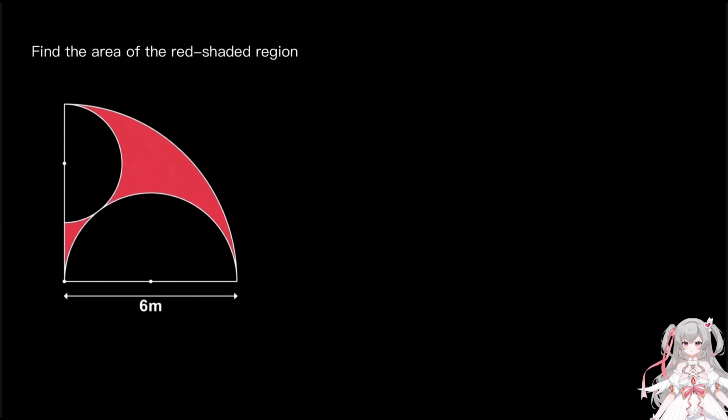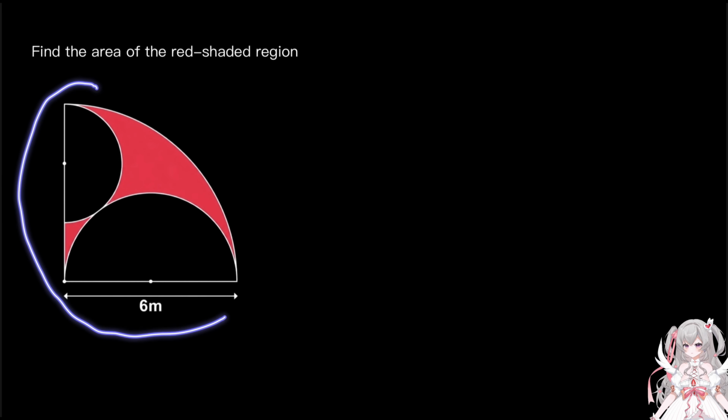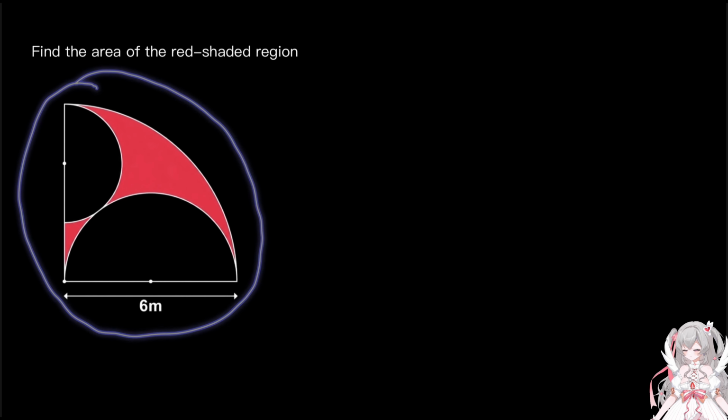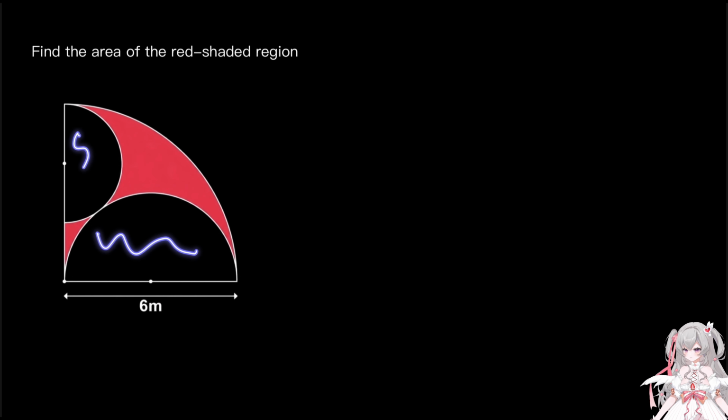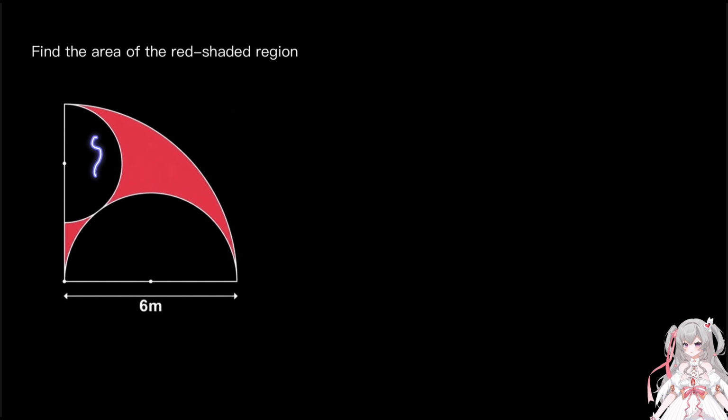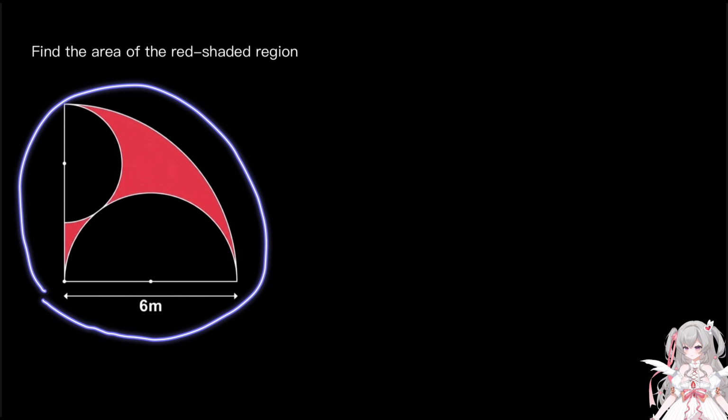In this video, we will be solving another geometry-related problem. Today, we are given this quarter circle, which consists of these two semicircles, this one being slightly larger in size than this one. Now, we are required to find the area of this red shaded region. Notice that we are also given this 6 meters, which is essentially the radius of this whole quarter circle, and also the diameter of this semicircle.